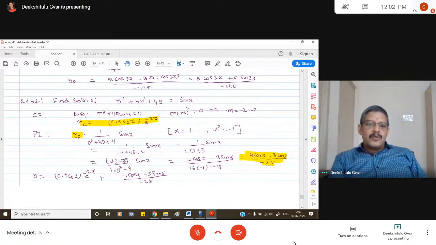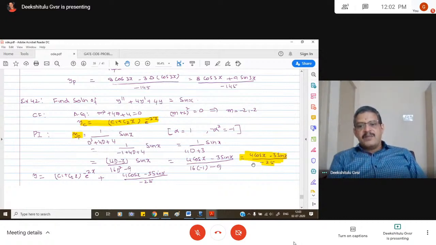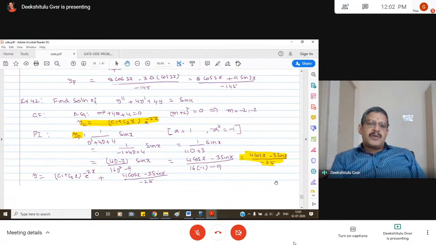The numerator (4D minus 3) operates on sin x. D stands for derivative. 4 into D of sin x, the derivative of sin x, is 4 cos x minus 3 sin x. So (4 cos x minus 3 sin x) by minus 25 is your particular integral for the given problem. So the general solution becomes the complementary function (c1 plus c2 x) e power minus 2x plus the particular integral (4 cos x minus 3 sin x) by minus 25.